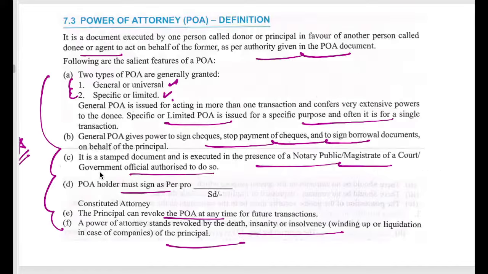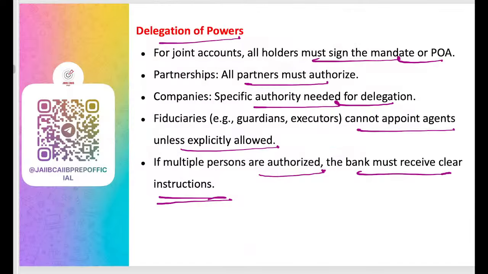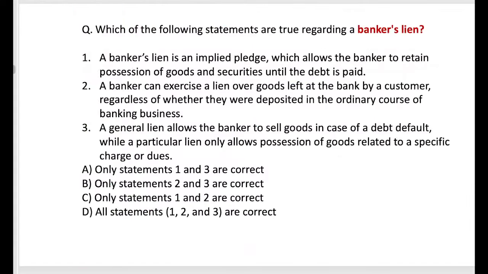Very good, guys. Next one. So we have two, general and specific. General is for all the transactions. Specific is for limited transactions. Bank lien. Sorry. So bank lien, it is an implied plus, true. Okay.